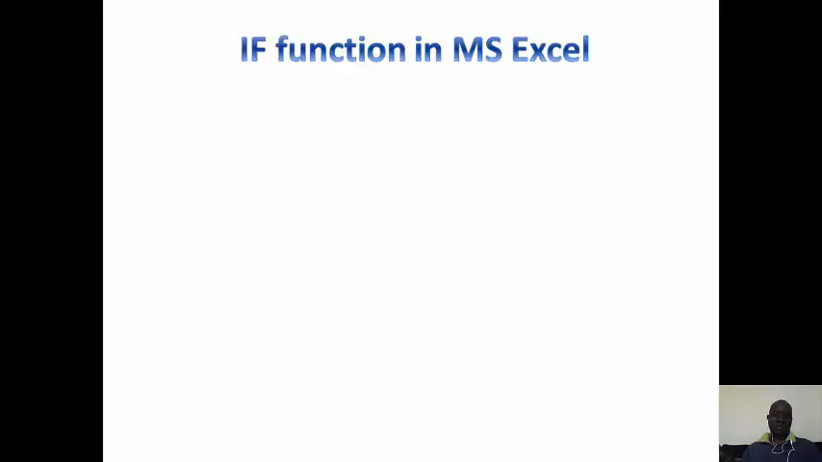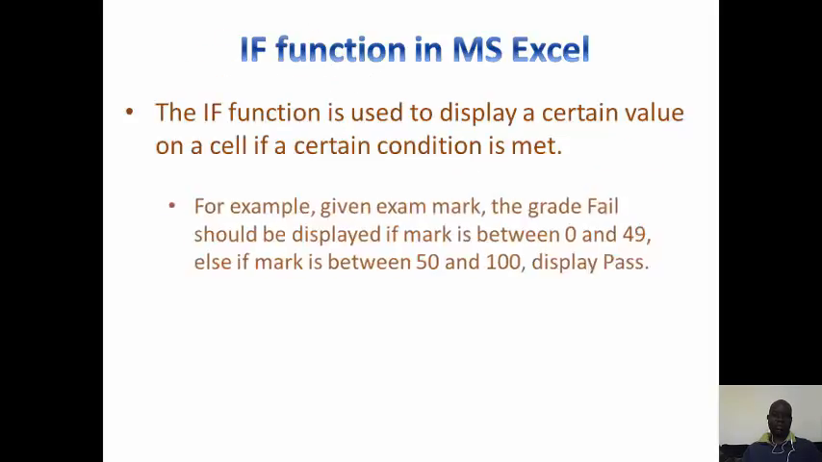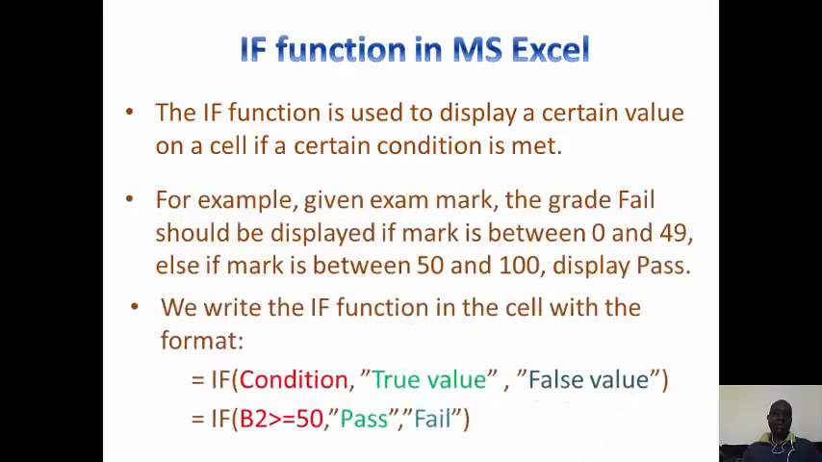The IF function takes the following form. It is written using the equal sign, and in the bracket we have three parameters: condition, true value, and the false value. The first part is normally written using a mathematical expression. Like in this example, the cell B2 will contain the mark which is to be tested by the condition.